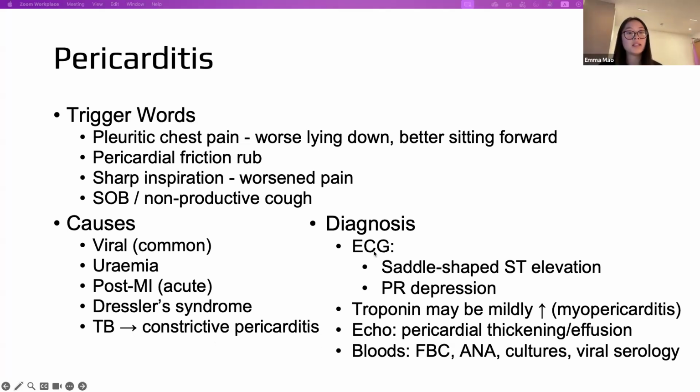And then we have ECG showing a saddle-shaped ST elevation. This came up in an OSCE last year, actually. So saddle-shaped ST elevation, and then troponin might be mildly increased, and then echo will show pericardial thickening or effusion. And then bloods help determine what the cause of it can be.